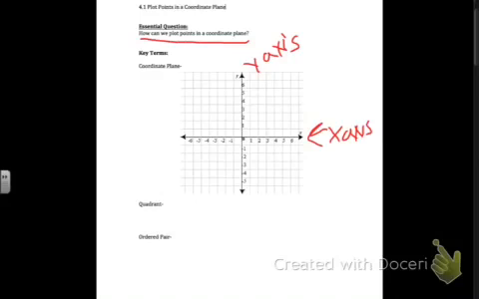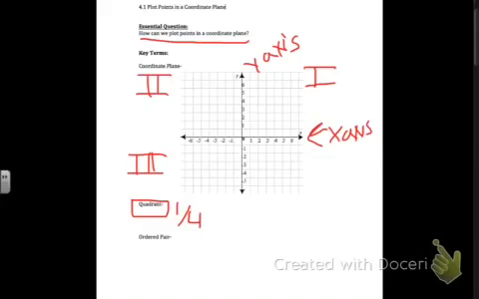But something that we really want to focus on is our second key term, which is our quadrants. When you think of the word quad, it makes me think of quarter. So if you can see, our graph is divided up into quarters. So we're going to label our quarters. We've got our quadrant number 1, which we're going to start up here in the upper right-hand corner, our quadrant number 2, our quadrant number 3, and our quadrant number 4. We use Roman numerals to denote which quadrant we're talking about. So a quadrant is going to be a quarter of our coordinate plane.